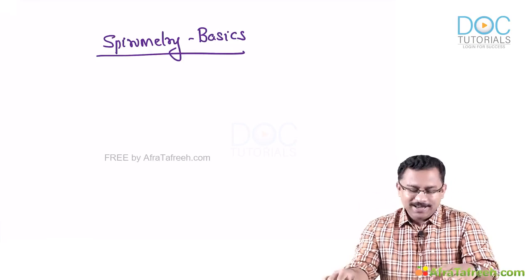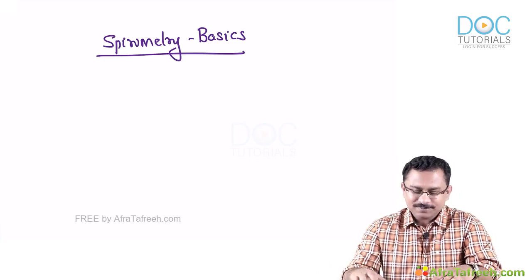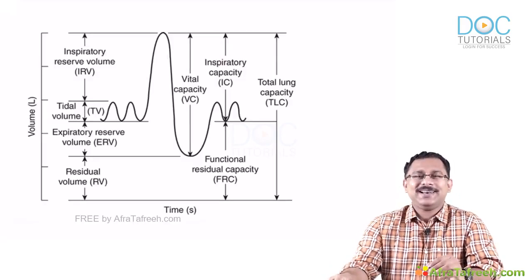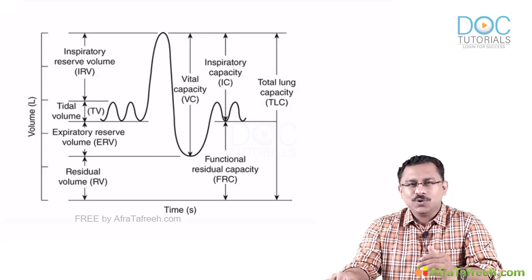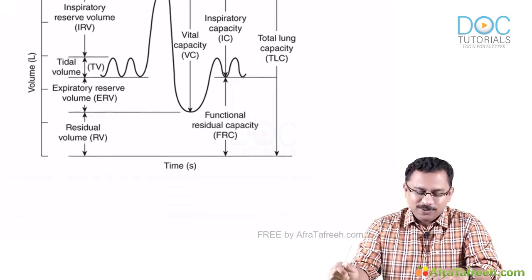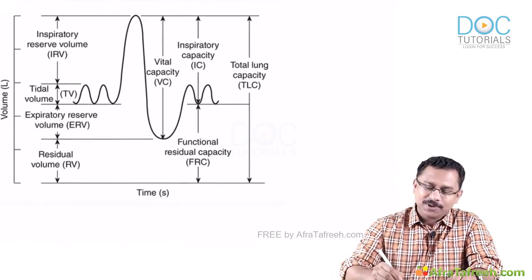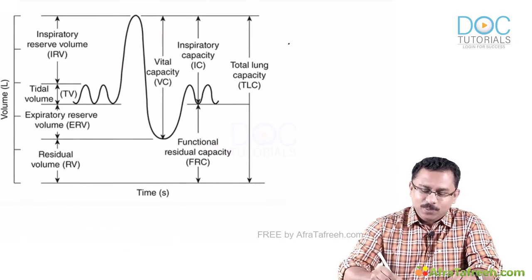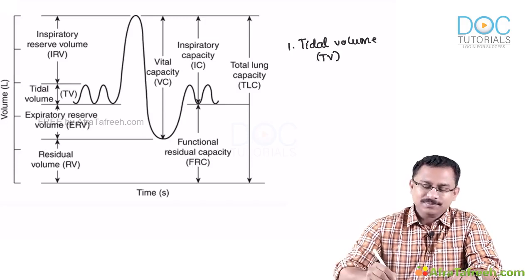So let's begin. First of all, a quick recap of the lung volumes and lung capacities. Lung volumes, as you know, there are 4 lung volumes which are important. What are the lung volumes which are important? The first one will be your tidal volume, abbreviated as TV.